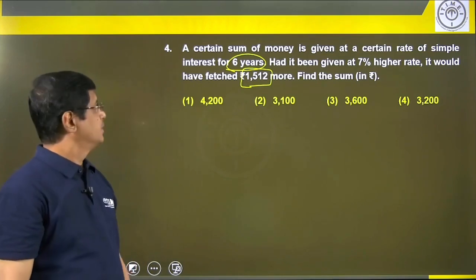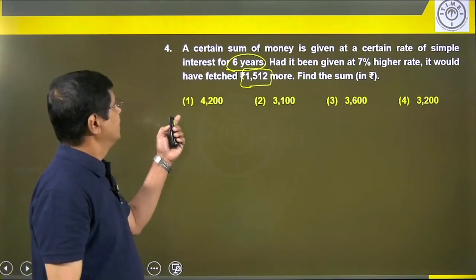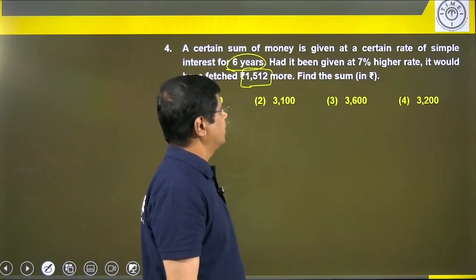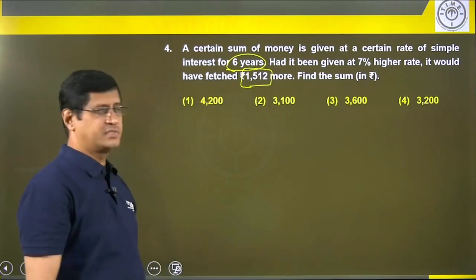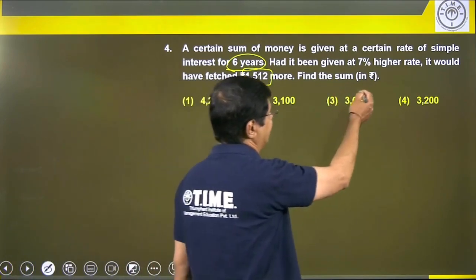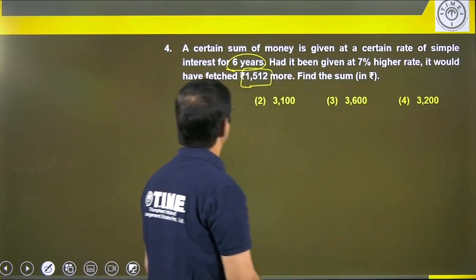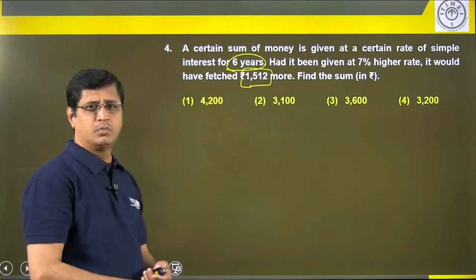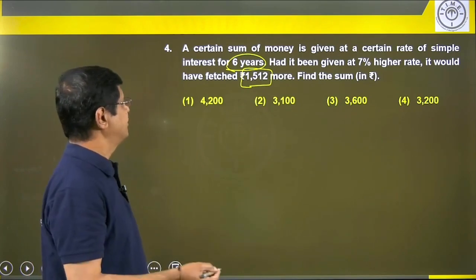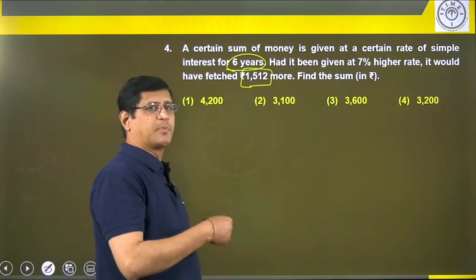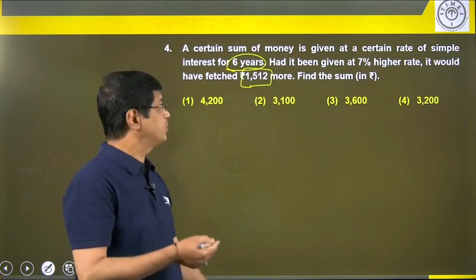Okay. Now what is the question here? A certain sum is given at a certain rate of interest for 6 years. Had it been given at 7% higher rate of interest. The higher rate of interest means the previous rate we don't know, so R percent, let us assume. So increase by 7%, so R plus 7. Now it enables a person to get 1512.